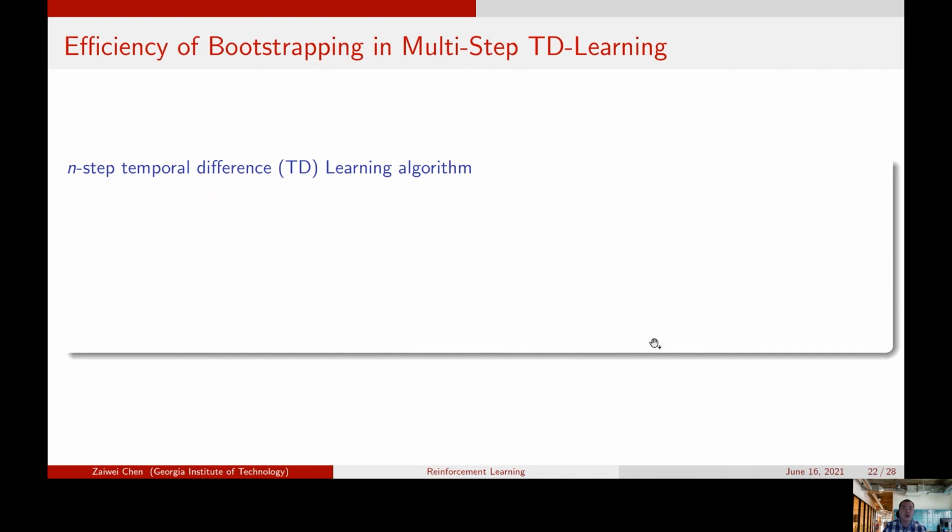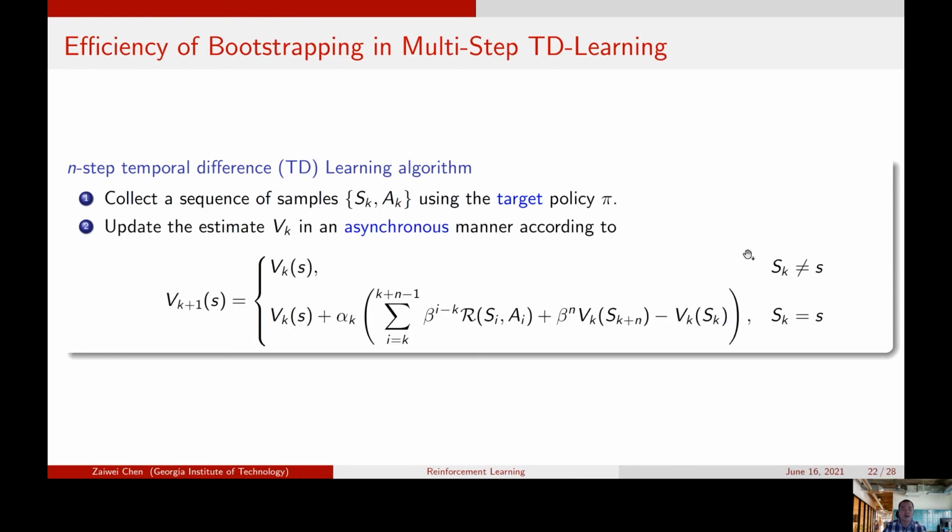Beyond Q-learning, our result can be used to study multi-step TD learning. Recall that we studied synchronous one-step TD learning in the very beginning. Here, we generalize that result to use multi-step bootstrapping and asynchronous updates. So we first present the n-step temporal difference learning algorithm. The goal is to estimate the value function v pi of a target policy pi. The first step is to collect a sequence of state action pairs under the target policy pi. And based on these samples, we update the estimate vk in an asynchronous manner according to the formula here.